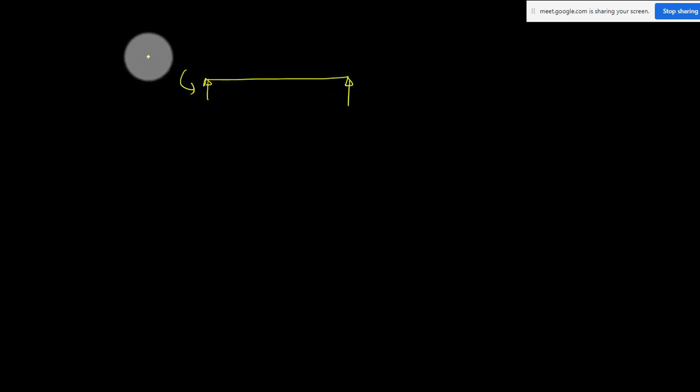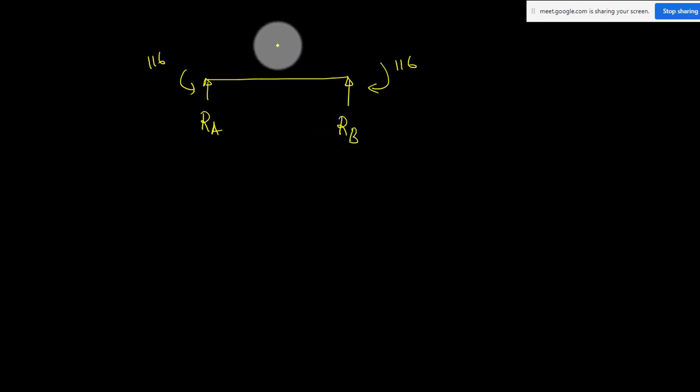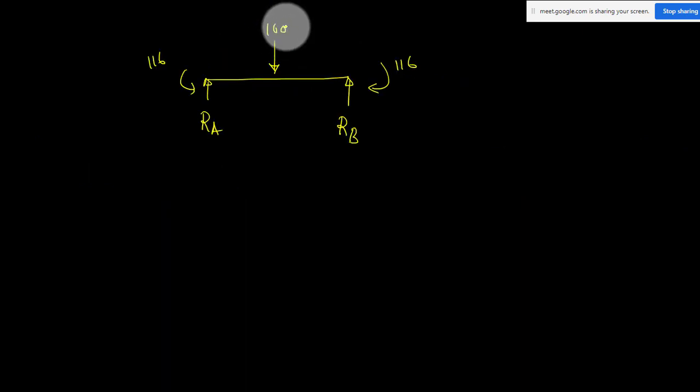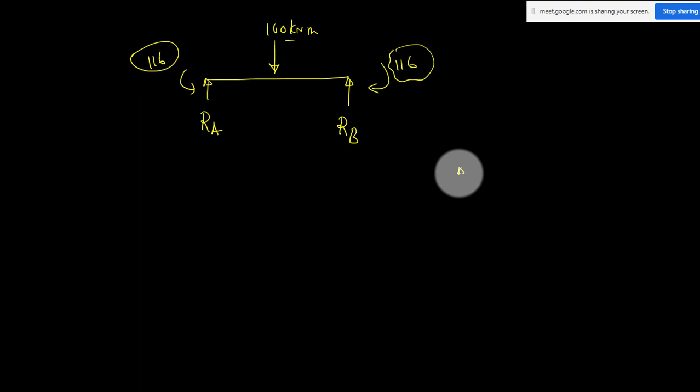This value I got 116. I'm just taking 116 just for the example. It is 116, and it is RA and it is RB, and I have some loading, 100 kilonewton. Let us assume this value and this value are different, just for the time being. Otherwise I'll give another example, but the values will not be correct. But this is the procedure you have to follow for solving the reaction.